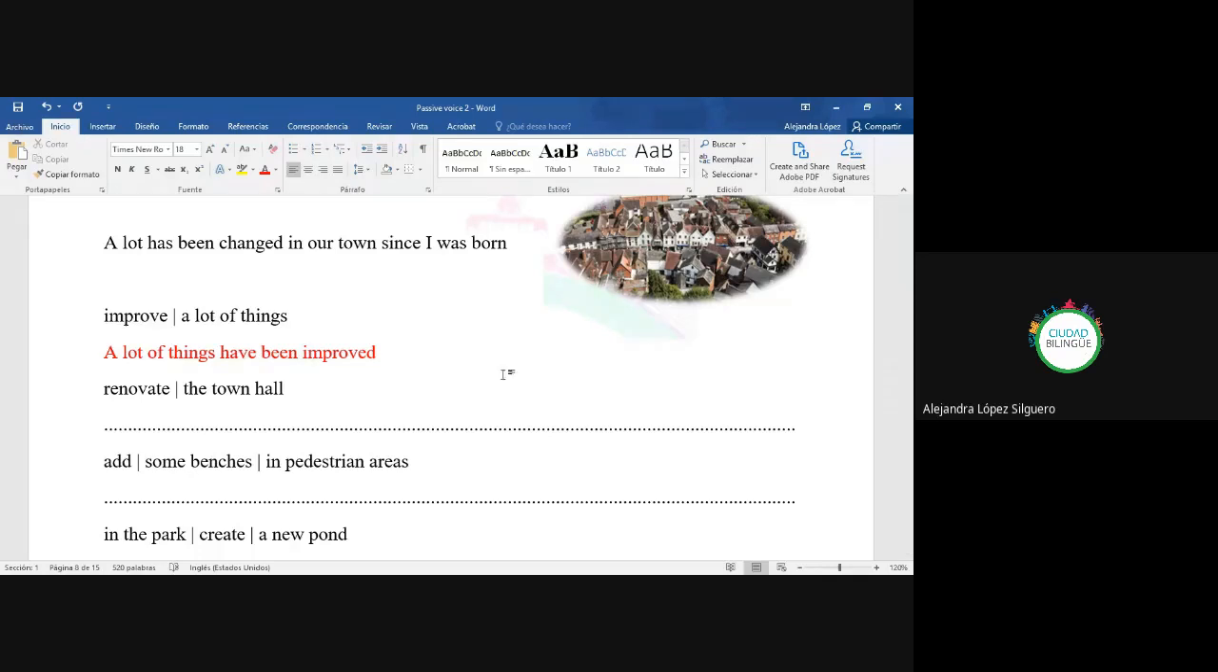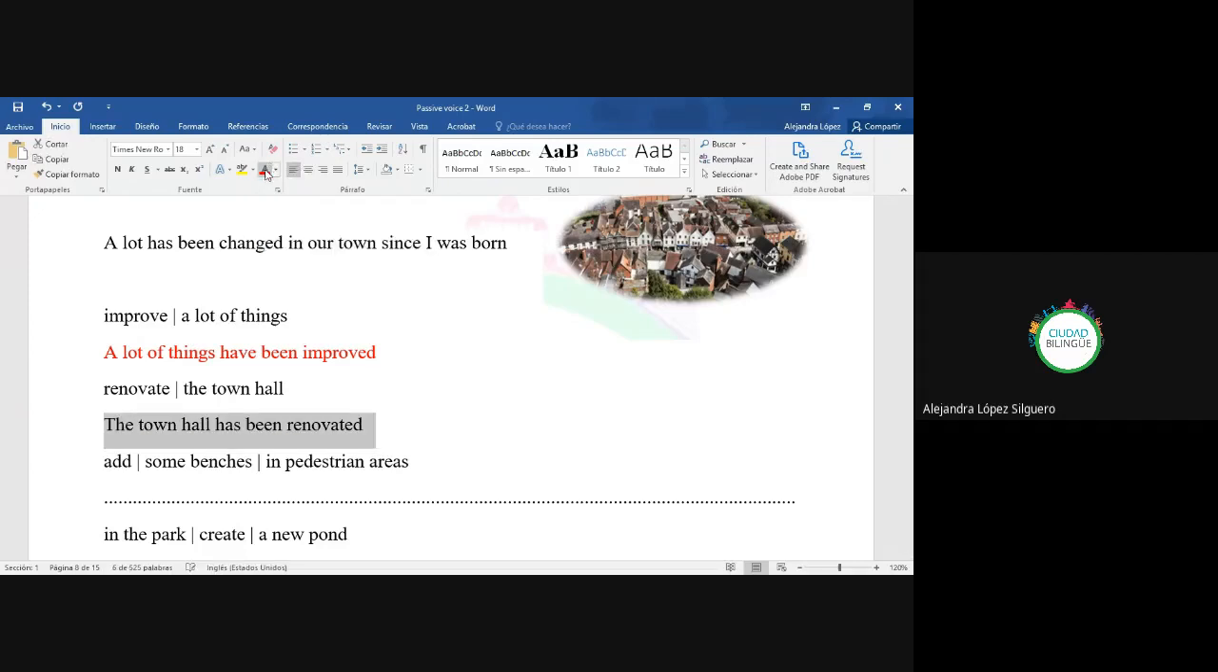The second one. What is the answer? Renovate and the town hall. Renovar y la alcaldía. Renovate the town hall. Yes, teacher. The town hall has been renovated. Okay, good. The town hall has been renovated. That's the answer.